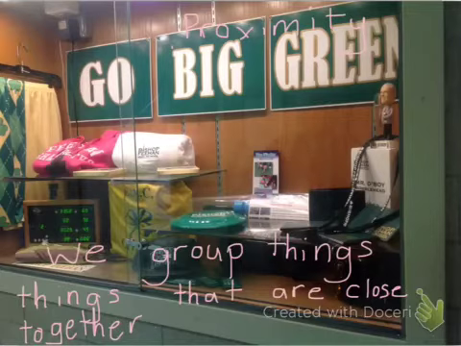The concept of proximity states that we group things that are close to one another. So when I look at these signs, I read them as go big green, not big green go.